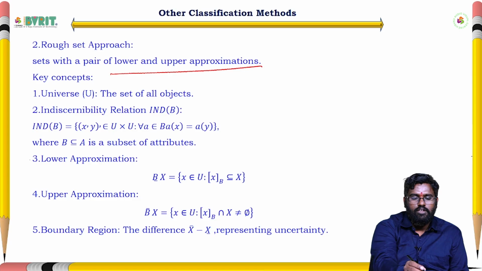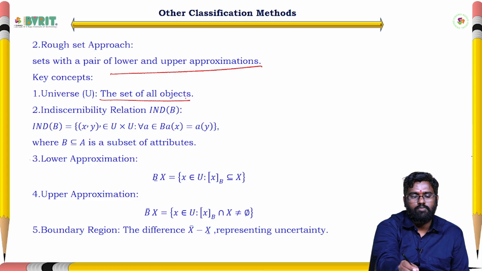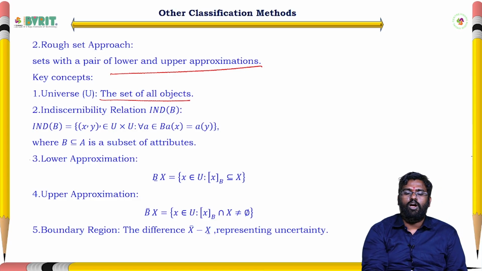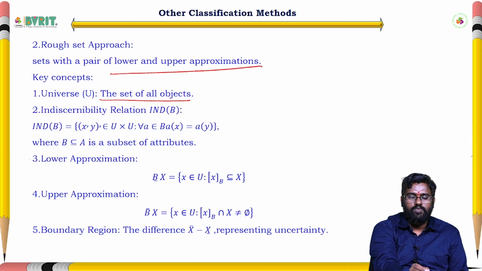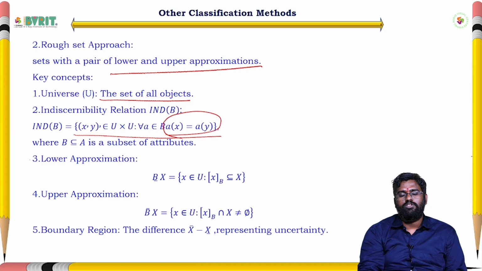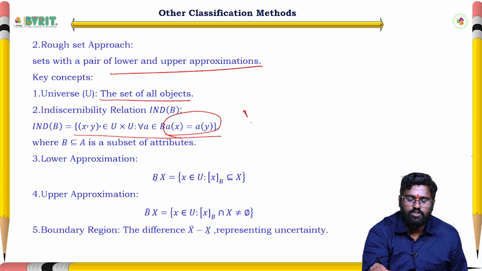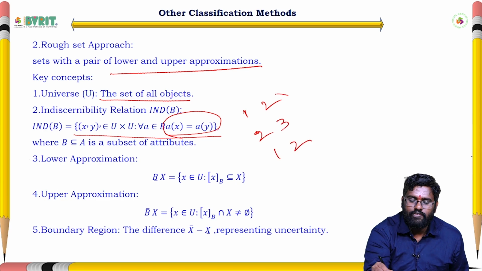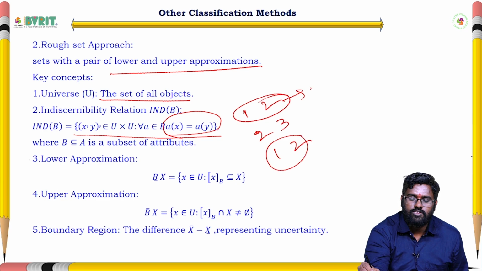So see here, the example, the set of all the objects. That means whatever attributes are given, we have to count those attributes. And next, we have to calculate the indiscernibility relation, that is x comma y belongs to it if a of x is equal to a of y. That means if those two rows' values match, we will consider that value. For example, the first row has 1 2, the second row has 2 3, the third row has 1 2. Consider this one as a of x and this one as a of y.